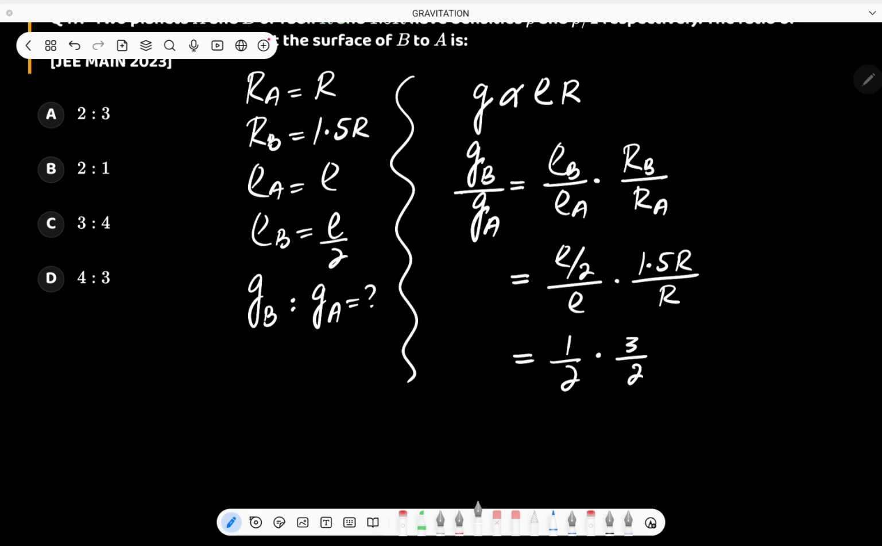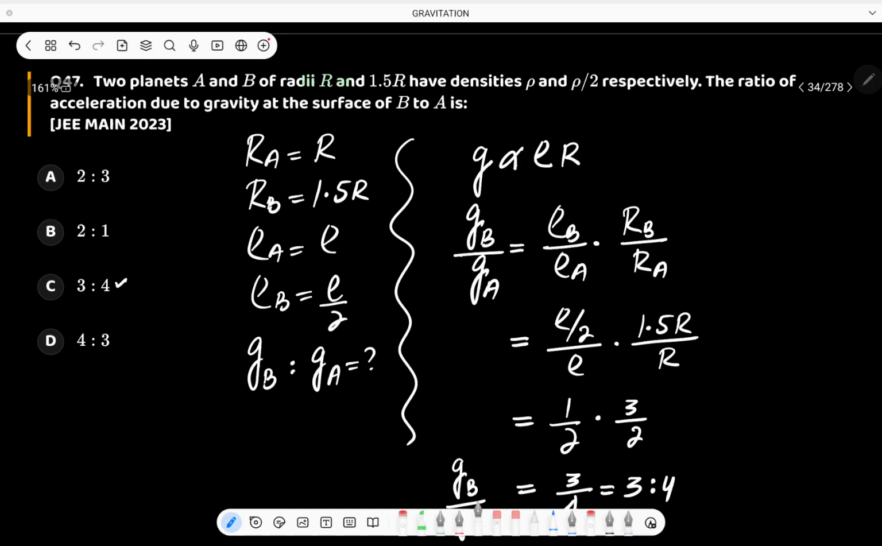3 divided by 2. Now 3 into 1 is 3, 2 into 2 is 4. So ये आएगा 3 divided by 4. So which implies that acceleration due to gravity on planet B is to acceleration due to gravity on planet A is equal to 3 is to 4. So this is the answer to this question. Okay, which means that इसका जो answer है that is option C. Perfect. Let's switch to another question.